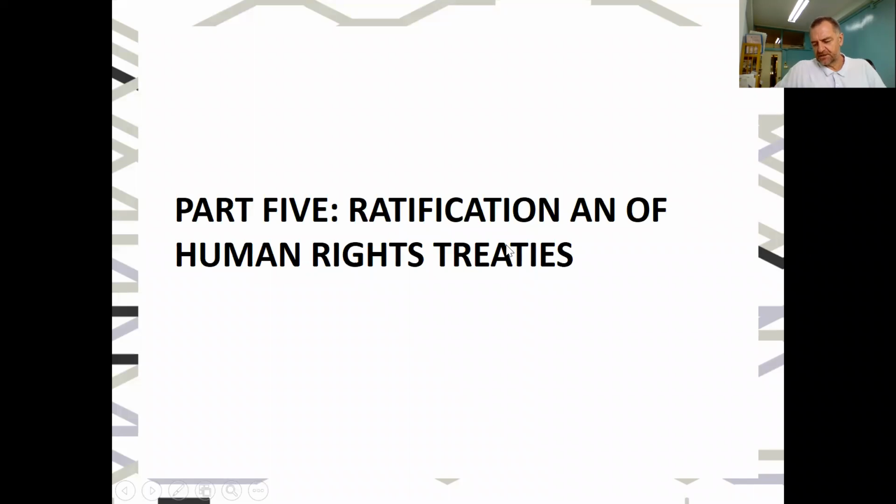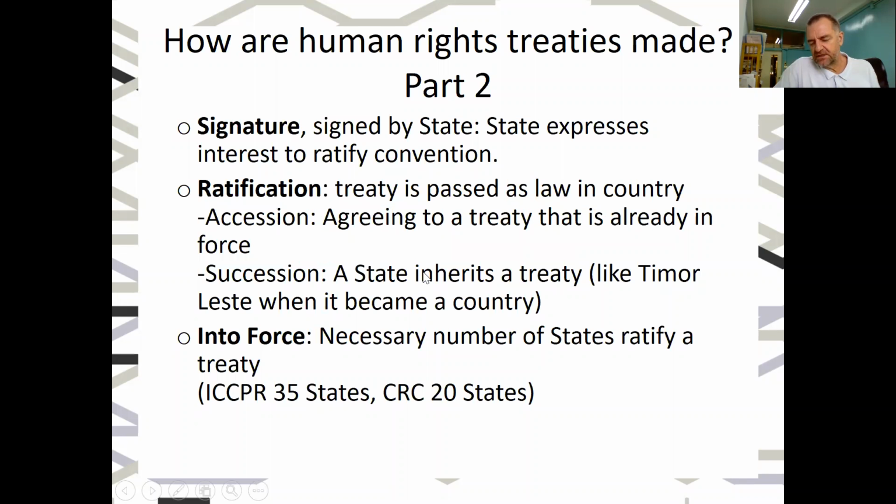Okay, now the last section of this lecture is that we're looking at the ratification of human rights treaties, how human rights treaties become treaties. So at the end of the last section, we talked about the adoption by the General Assembly as that final stage in terms of where a treaty is at. Now, once a treaty has been adopted by the General Assembly, it's then open for signature and ratification. And so this starts the process.